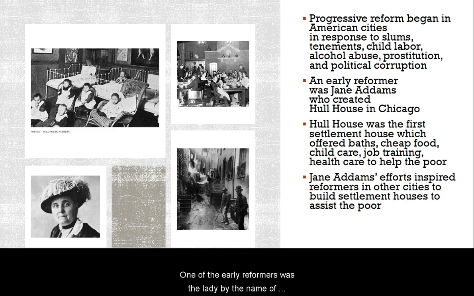One of the early reformers was a lady by the name of Jane Addams. You can see her down in the bottom left corner of the screen. And she creates a place called Hull House in Chicago. And Hull House was one of the first settlement houses in the nation.